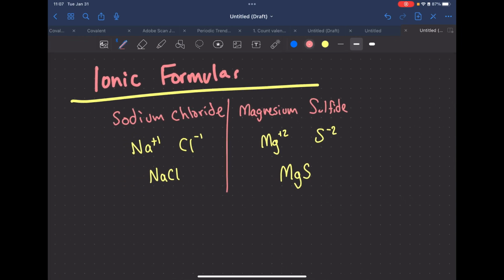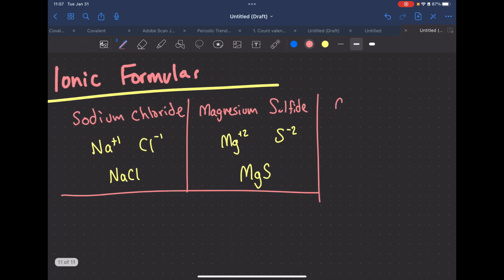Now, I heard Nick ask the question earlier, does it always work out perfectly where you just have the charges balance each other out? No, of course not. That'd be too easy, right? Sometimes you get something a little bit funky. Let's try to do calcium bromide.